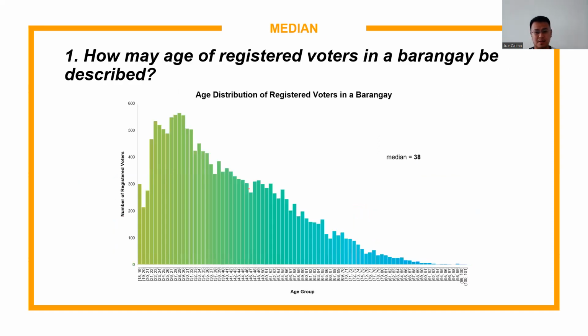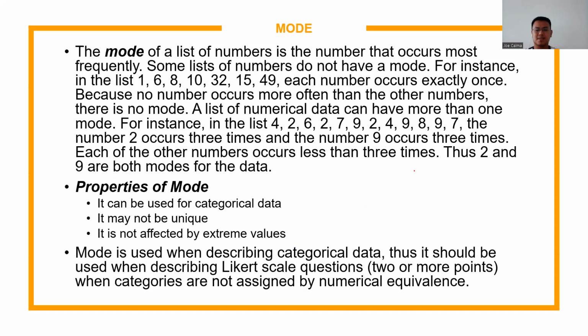To visualize the result, of course, histogram pa rin. But it is most often used kapag skewed yung ating distribution. Kapag normal distribution, mean. Kapag skewed, for example, this is a right skewed distribution, so we use the median. Okay.